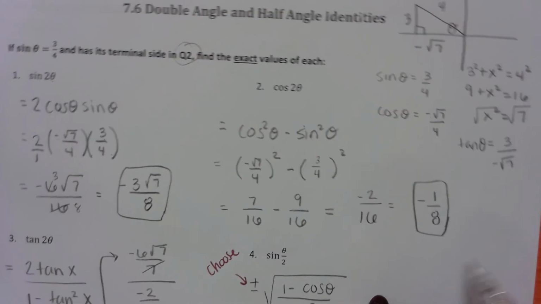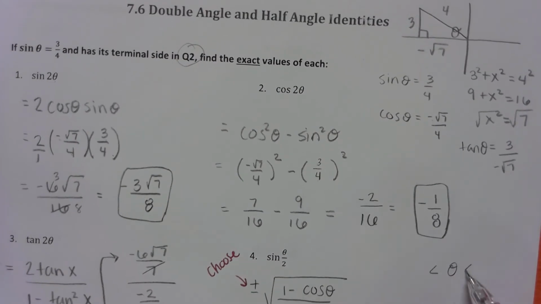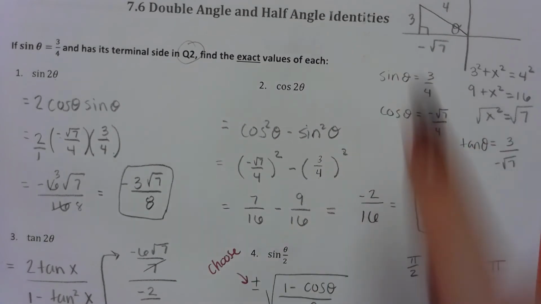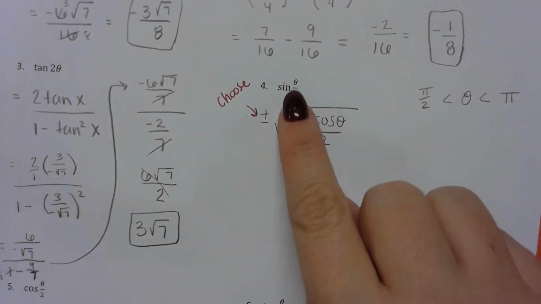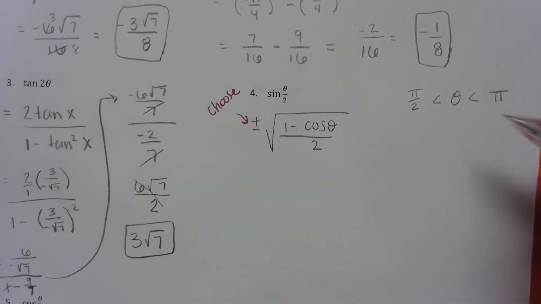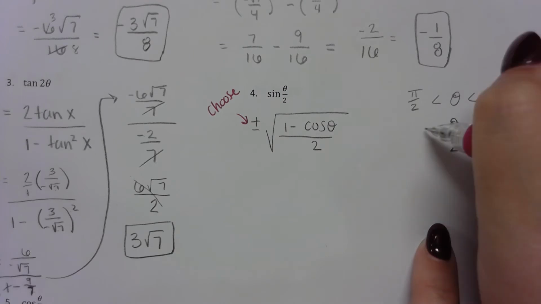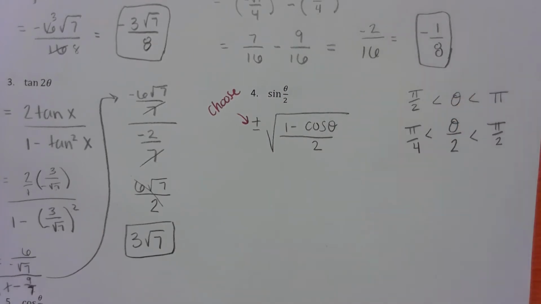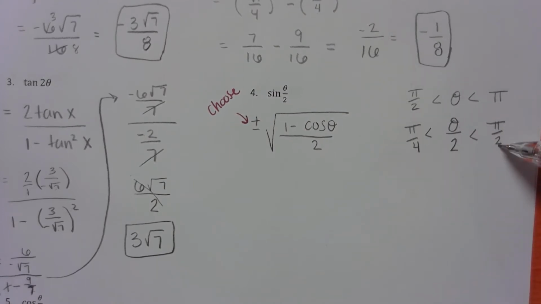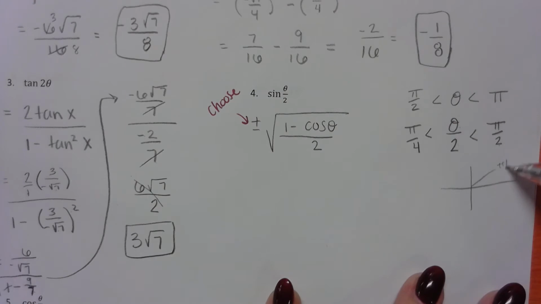So if we're in quadrant 2, that means that theta is in between pi over 2 and pi. However, if this is theta over 2, if you remember back to when we changed our domain in the last problems, then that really makes this pi over 4 and pi over 2. So we're between pi over 4 and pi over 2. Well, pi over 4 is right here, and pi over 2 is right here. So we're between here, which means we're in quadrant 1.